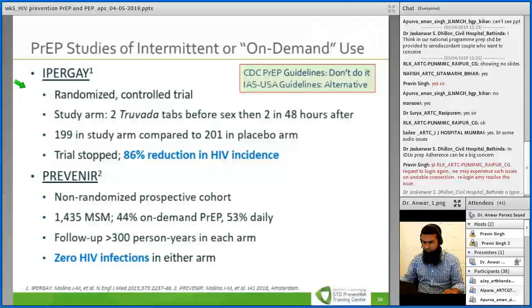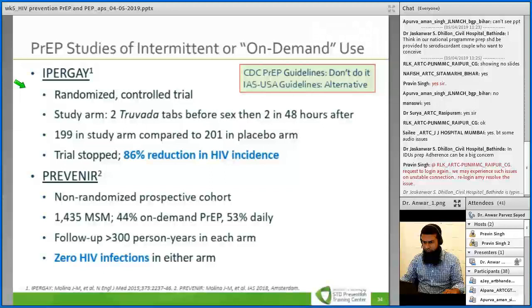So now, about the intermittent dose or on-demand dose, like pre-sex or post-sex or things like that. CDC has clearly said not to do it, but other guidelines have said that it can be used as an alternative way of prevention.